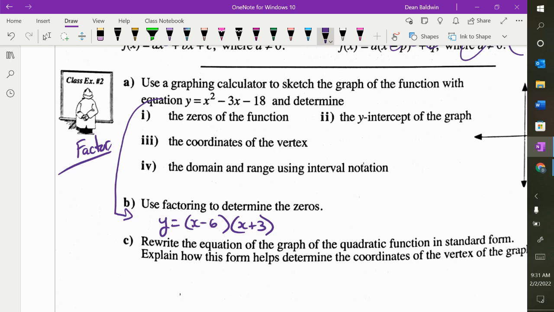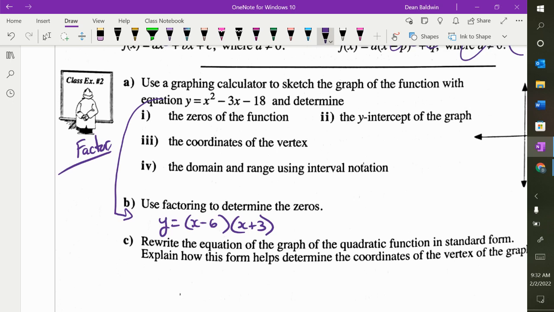Because when we get into trigonometry, which is later on in the course, you will see quadratic trig functions, and the first step is to factor them. You have to be able to factor. And if you can't factor, please come see me, or you need to review. I can give you a review. Okay, so we factored x minus 6, x plus 3.